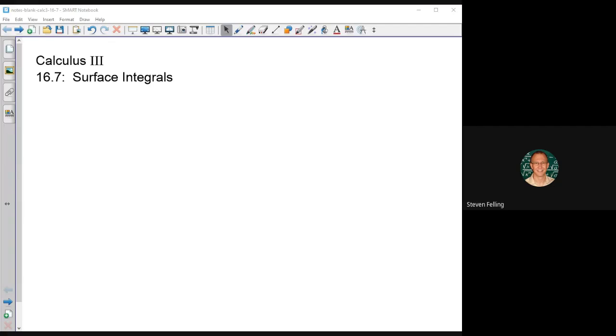Okay, this is going to be the video for Calc 3, section 16.7 on surface integrals. Now that we know how to parameterize a surface, we're going to be able to integrate over that surface, and we'll be able to integrate either scalars or vectors, same as we did when we went through a 1D path.